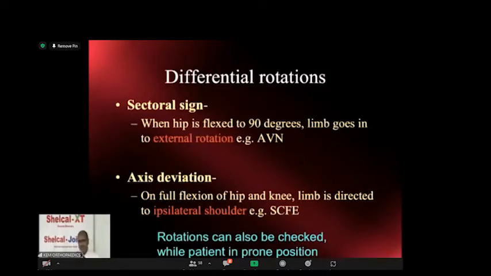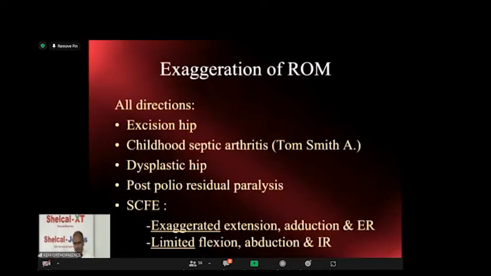Remember, rotations can also be checked while the patient is in prone position, as I told you earlier. Sometimes there might be exaggerated range of movement. Okay, don't get confused. These are the conditions where you get exaggerated range of movement. Suppose there is excision of the hip. Okay, you get in the history that some surgery has been done. You are seeing the greater trochanter has gone up like anything, maybe 2 inches, 3 inches compared to the opposite side. And you examine, all the movements are exaggerated.